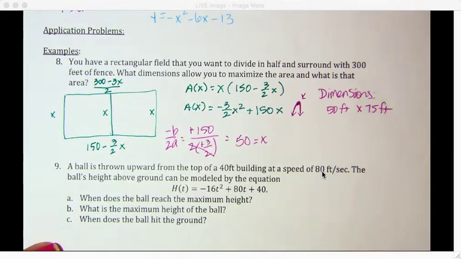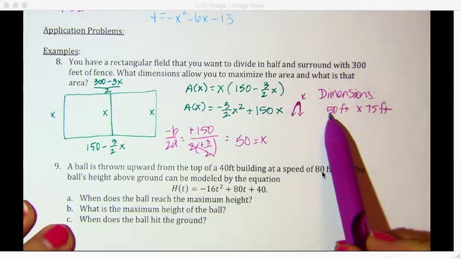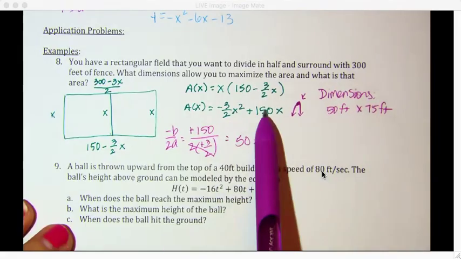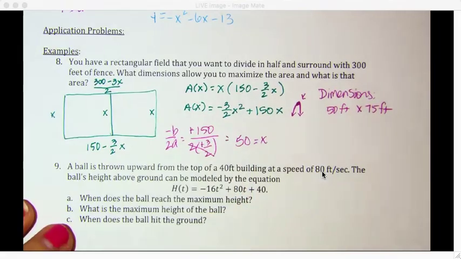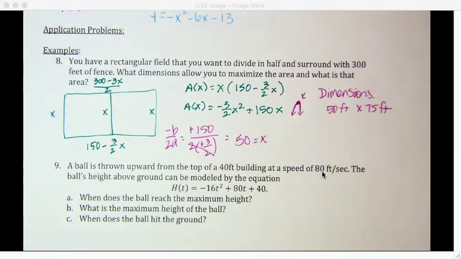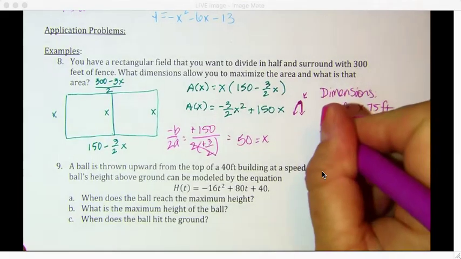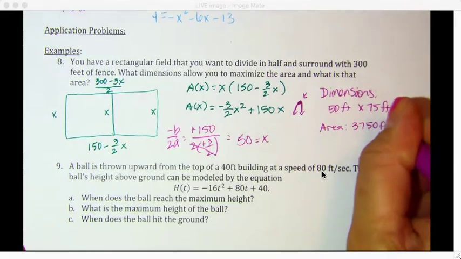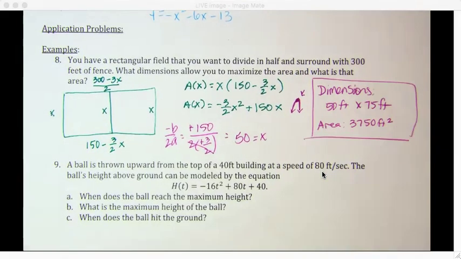And if I want to find the maximum area, which it does also ask for, I can either multiply 50 times 75, or I could plug it into the equation to find that maximum area. Either one is just fine. If I do 50 times 75, let's see, what do we get? 50 times 75, and we get 3750. So 3750 feet squared. And that answers that question.